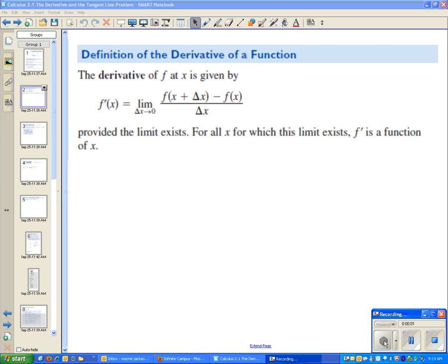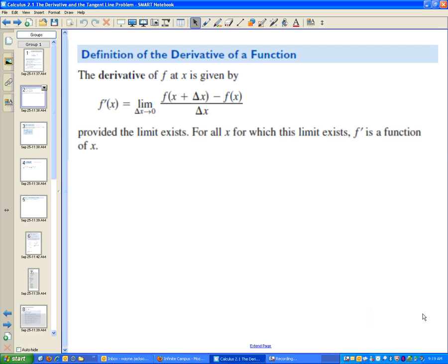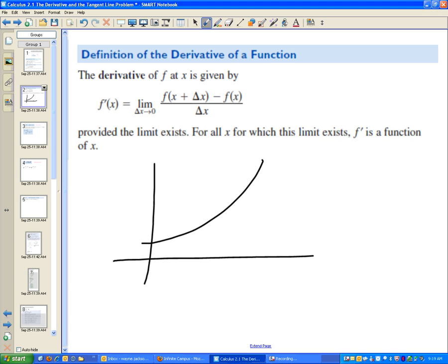All right, let's talk about getting our definition of derivative. To get the definition of derivative, we've got to get a definition for finding the slope of a tangent line. So if we have some function f, and we want to find the slope of the tangent line at point P, here's how we're going to get it.